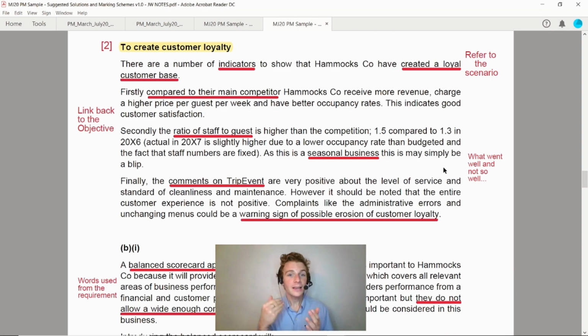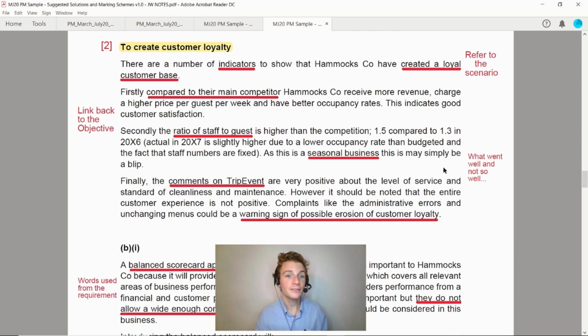So firstly, compared to their main competitor, Wright, Hammocks Co receive more revenue, charge a higher price per guest per week, and have better occupancy rates. This indicates good customer satisfaction. So first of all, linking back to the objective was the key thing here, customer loyalty, customer satisfaction, but state the point, and is it going to have a positive or negative impact on it as well.